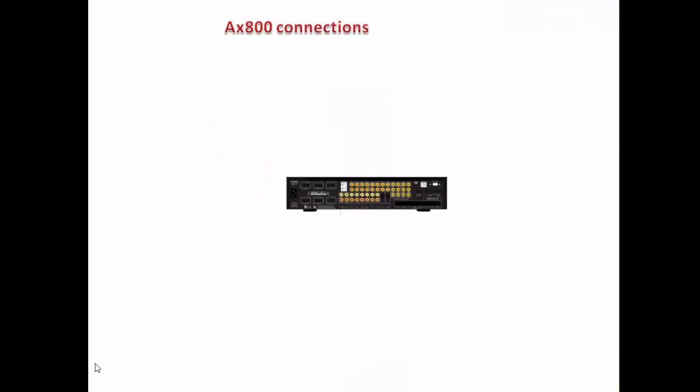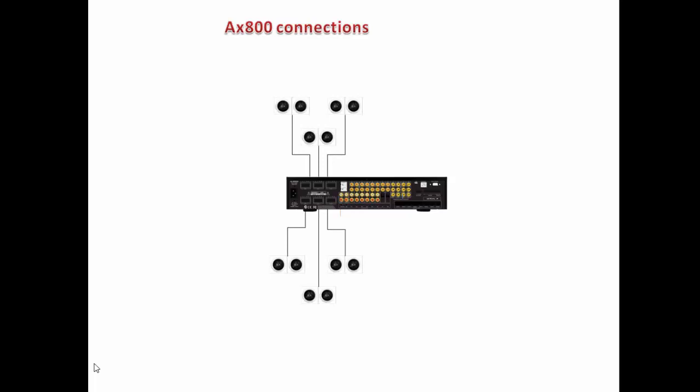Okay, here's a typical connection. This shows the connectivity of one of the 800 units. Here we have the 800 unit. Here we're going to go ahead and add speakers. We're using our amplified outputs, our 6 amplified outputs here.